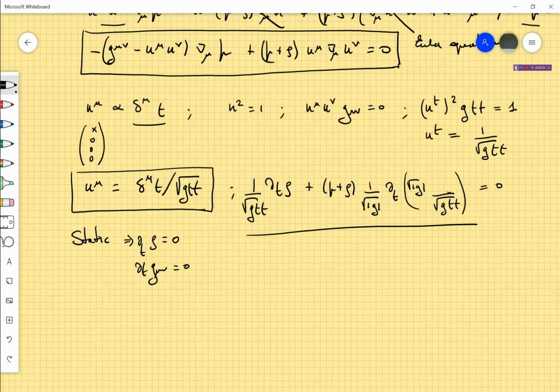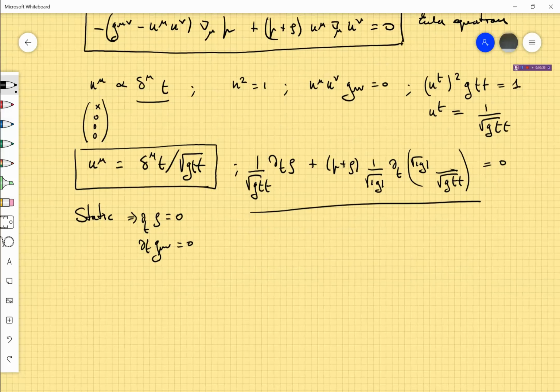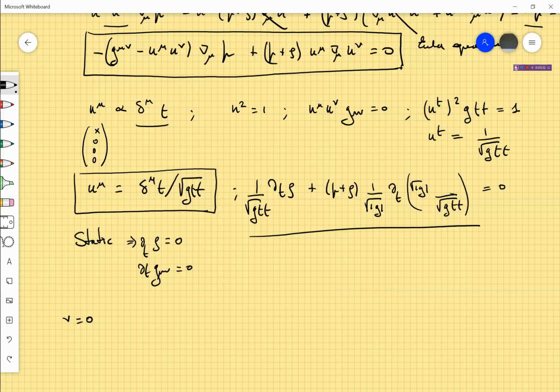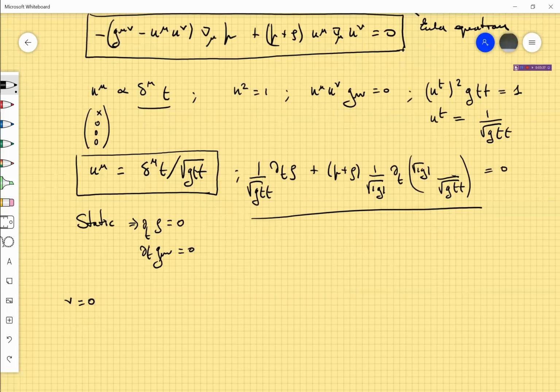So let's work out the second equation. Well, let's start with the component nu equals 0. Nu is the free index of this equation. So we are going to split the equation into nu equals 0 and nu equal i, being a spatial index. Okay, so we have nu equals 0, or t. I am using the metric that we obtained before, so it is diagonal.